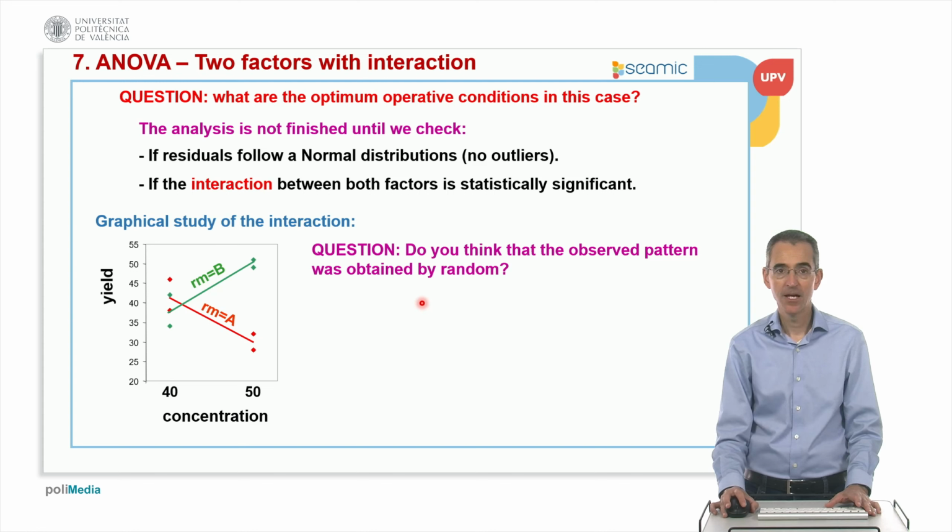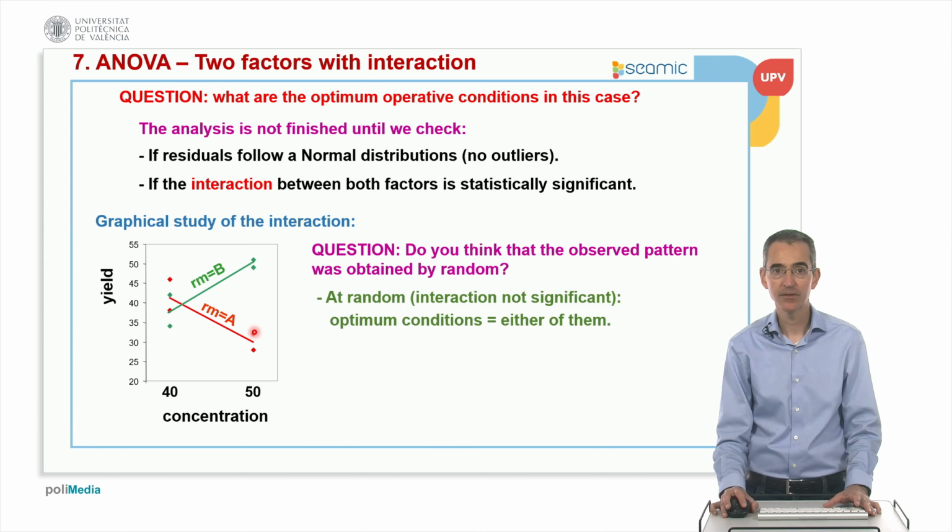Well, it seems not, because here for 40, more or less, it seems that there are no differences, but when the concentration is 50, it seems that these values are clearly separated. It seems that it was not obtained by random. When the concentration is 50, there is a difference between the type of raw material.